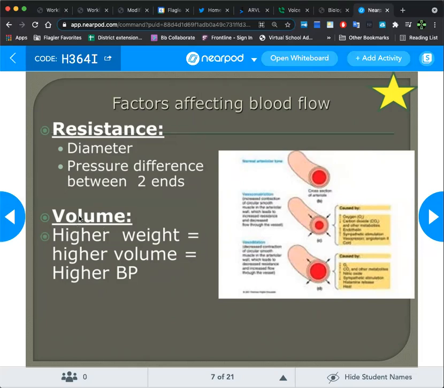And then there's also volume. So basically, if you have higher weight, there's more blood. If there's more blood, there's more volume, more blood, higher blood pressure.